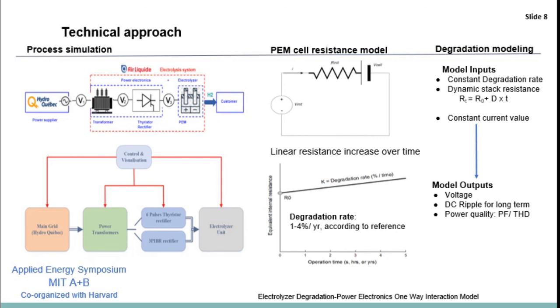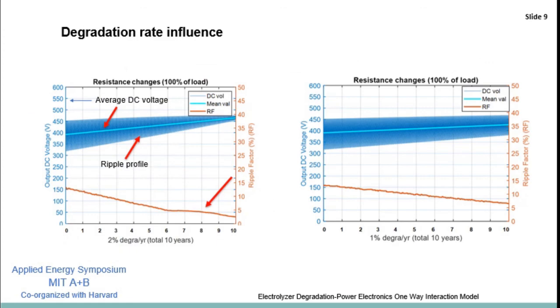Our result is for constant current condition. That means we assume the system produces the same amount of hydrogen with time. On the left side is the performance of a system with a 2% degradation rate electrolyzer, and we can study the performance up to 10 years. In this study, we are interested in the output voltage, ripple profile, and ripple factor.